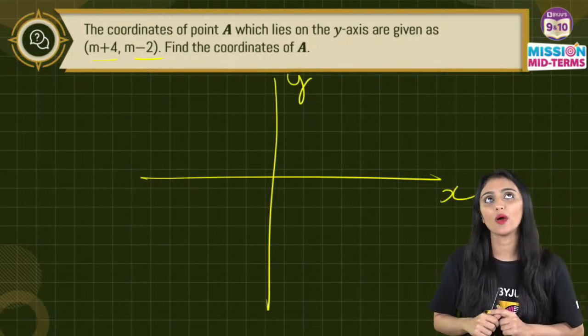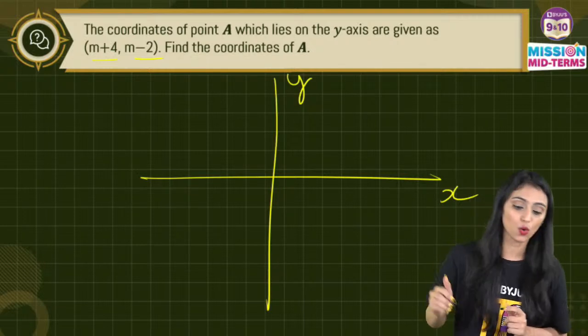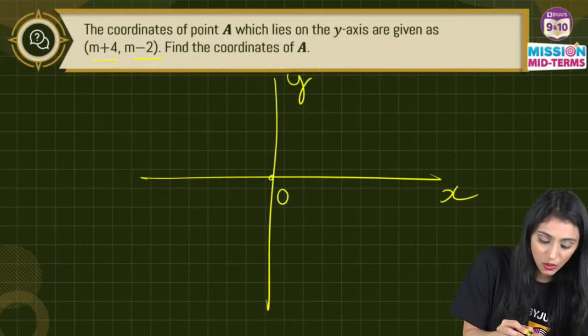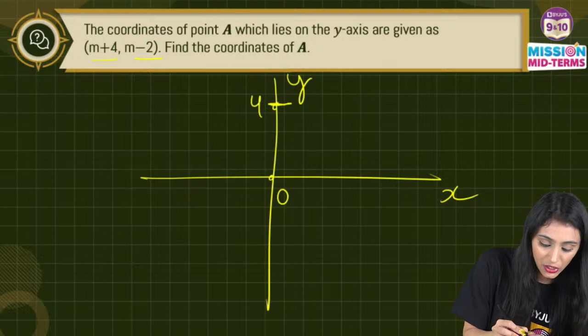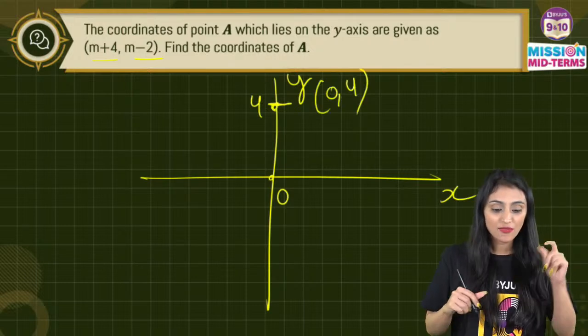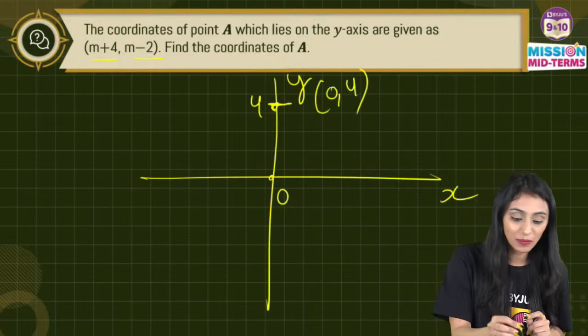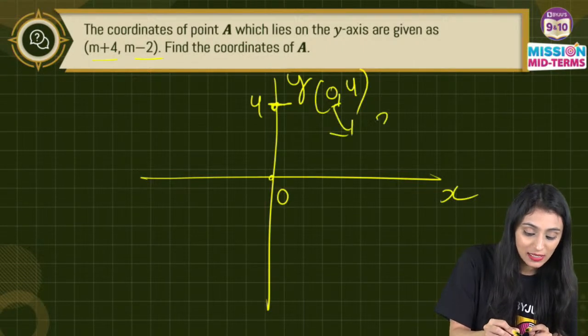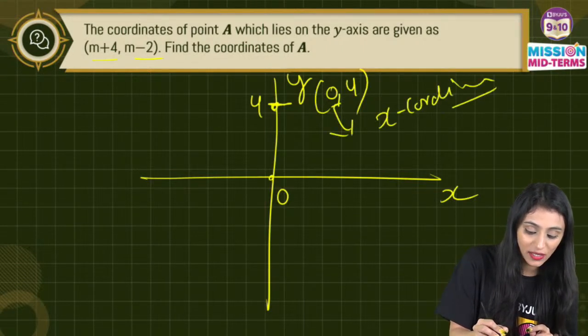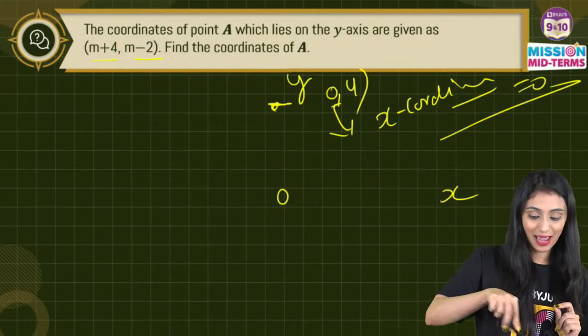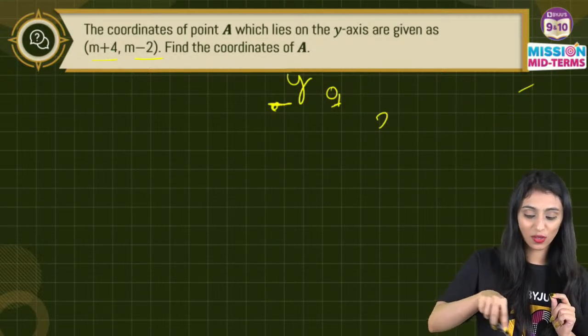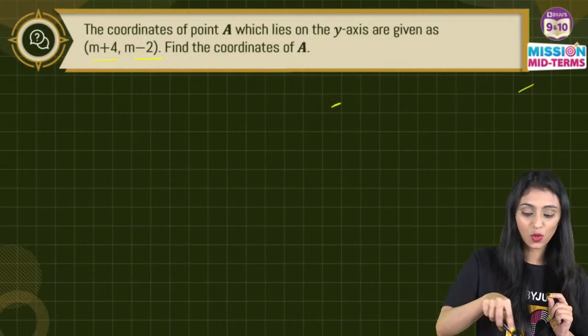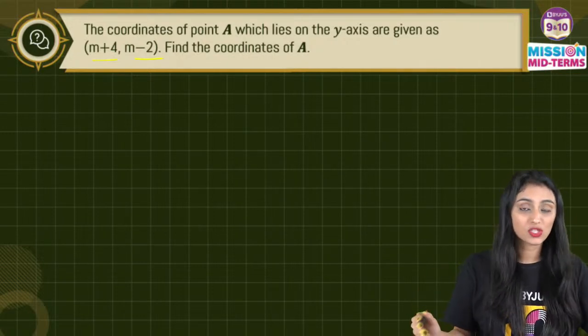If I have to locate a point, let's say I have to locate 0, 4. Where would you locate this? You would say somewhere here, ma'am. Here it will be 0, 4. If it is lying on the y-axis, that means x-coordinate will be 0. Correct? So I just wanted to give you conceptual clarity over here so that you don't mug up these kind of questions. So x coordinate should be 0.